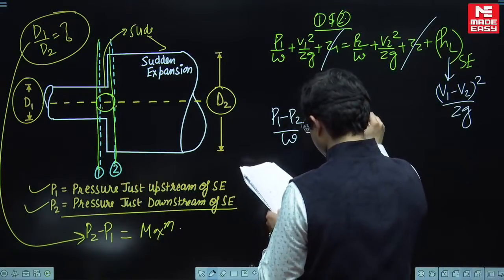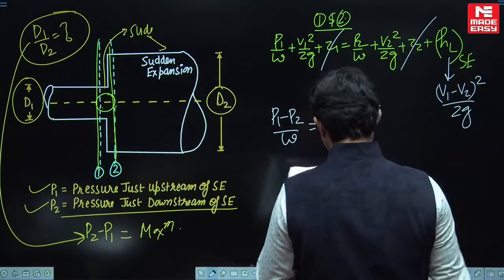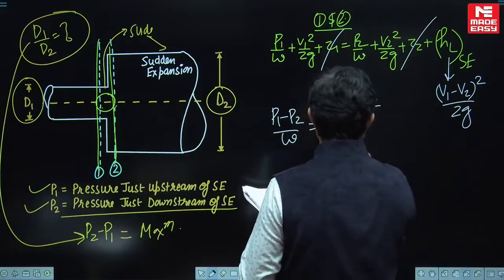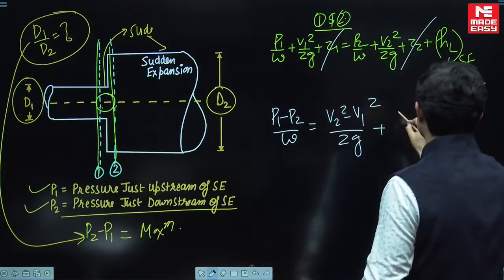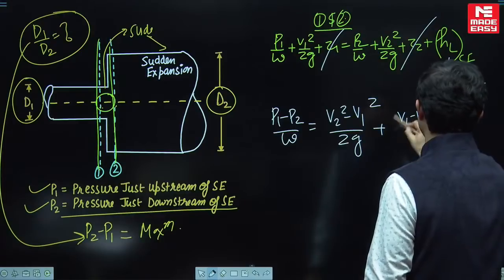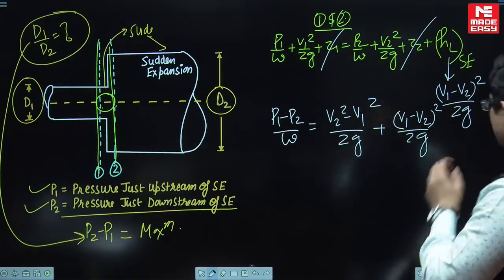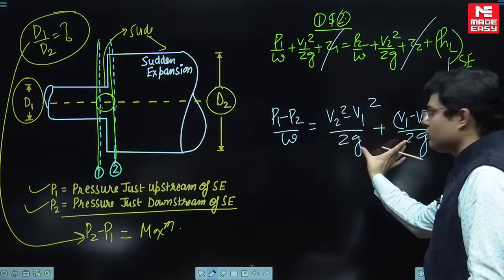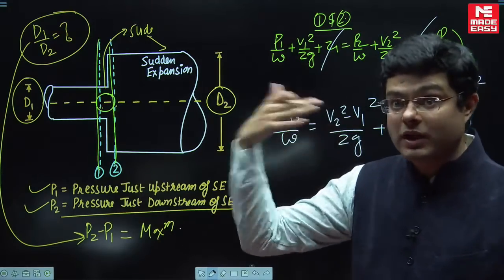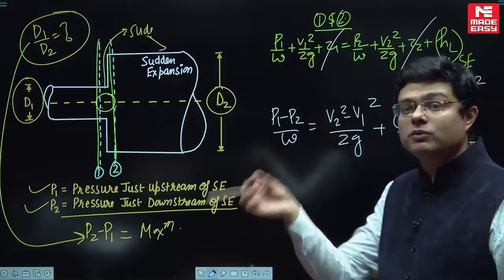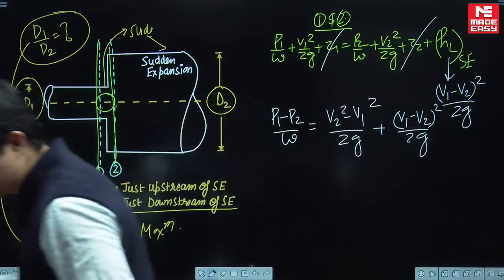V2 square minus V1 square, V2 square minus V1 square by 2g plus head loss, which is (V1 minus V2) whole square by 2g. Clear guys? So from here you just take 2g as common. Beta, this you have to do yourself. I am telling you how to solve.